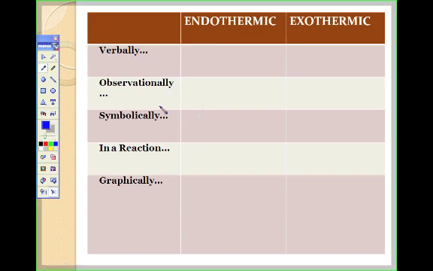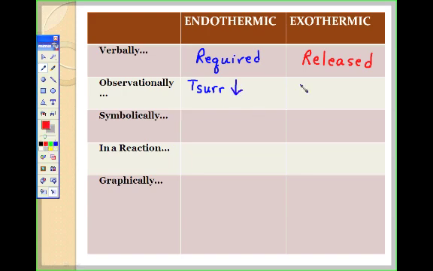For endothermic and exothermic, we've got a variety of ways that we can communicate these different processes. Verbally, for endothermic, we would say that energy is required. For exothermic, we would say that energy is released in the process. In terms of an observation, for endothermic, the temperature of my surroundings would decrease. For an exothermic, the temperature of my surroundings would increase. Now, symbolically, we would have delta H being a positive value, some positive kilojoules or joules. For exothermic, delta H would be some negative value of kilojoules or joules.